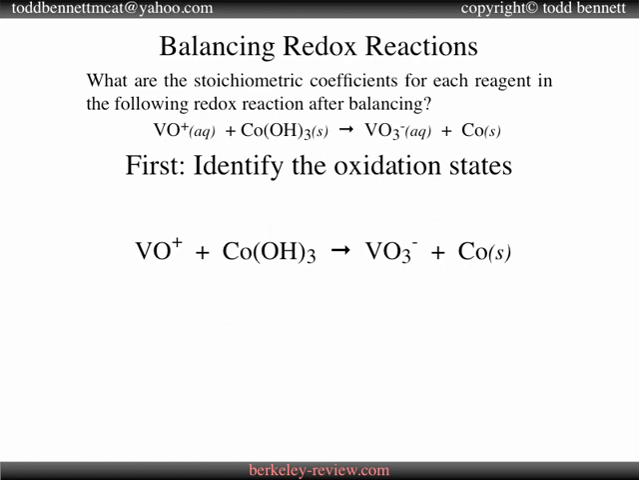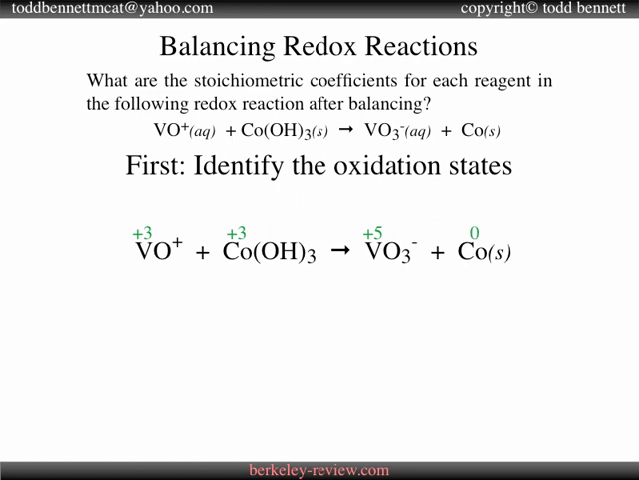So starting with VO plus, O is a -2, but because the net charge is +1, vanadium has to start out at a +3. In cobalt hydroxide, you have 3 hydroxides. I'm going to look at those collectively. Hydroxides are -1, 3 of them, so cobalt starts at +3. Vanadium in the product, there's 3 oxygens at -2 each for -6, but because it's overall -1 charge, the oxidation state of vanadium is +5. And then in the end, an element by itself, its oxidation state is always its charge, no charge, so 0 oxidation state.